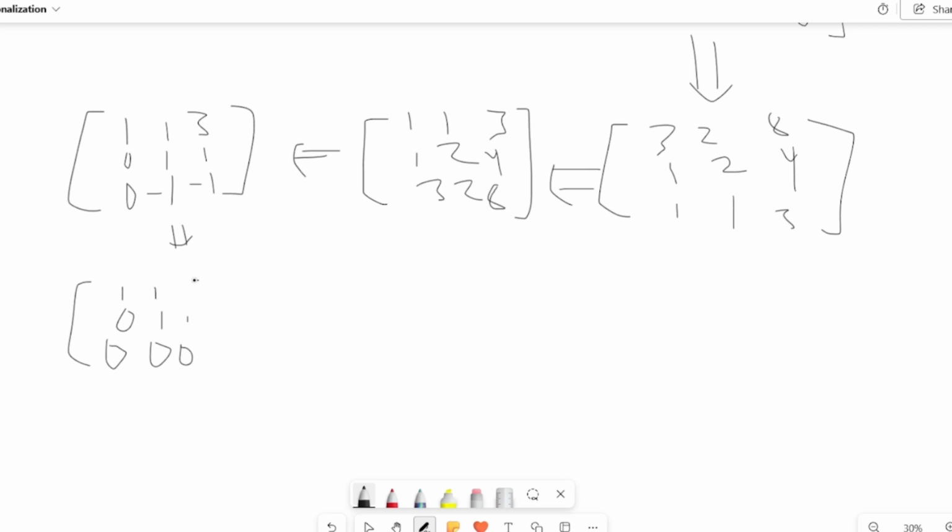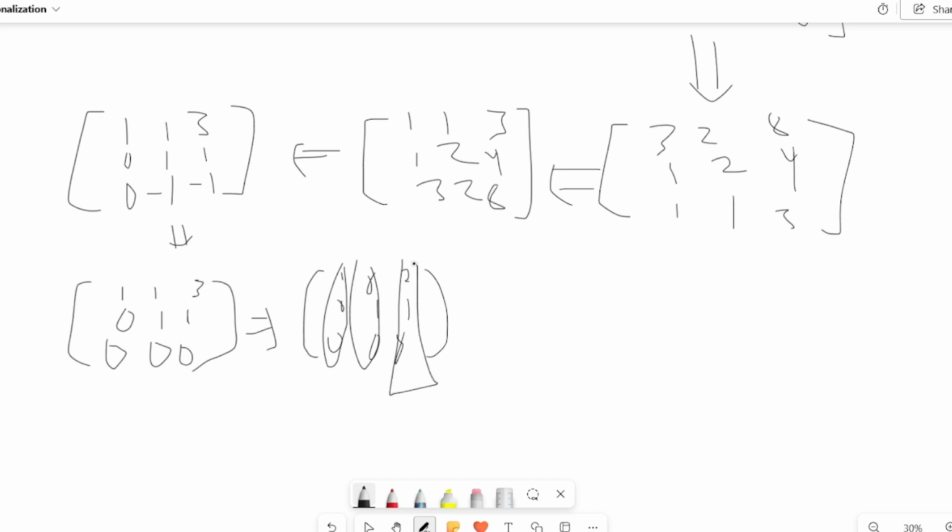Okay, now we are in REF. So our last step here will be to subtract row 2 from row 1 to make this REF. And then 3 minus 1, so 2. Okay, so we have two basic variables here, and this free variable is ultimately our basis vector.